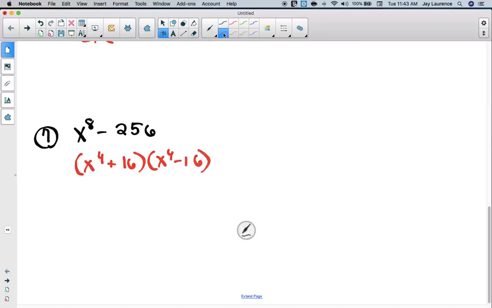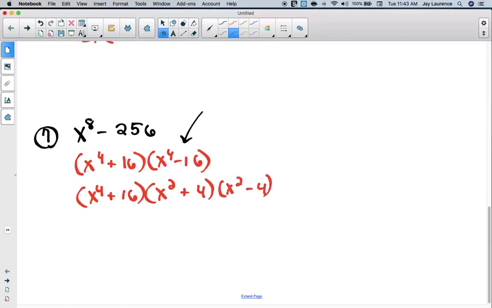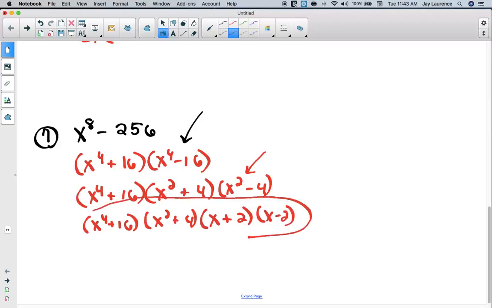This is where many of you stop, but in this quantity here, there is more factoring to do. So I'm going to bring down this x to the 4th plus 16 because I can't factor it anymore. This is a perfect square minus a perfect square. So I'm going to get an x squared plus 4 and an x squared minus 4. But then in here, look at that. I've got a perfect square minus a perfect square. So I bring down the x to the 4th plus 16, that quantity. I bring down the quantity of x squared plus 4. And now I go x plus 2 times x minus 2. And we are completely factored.